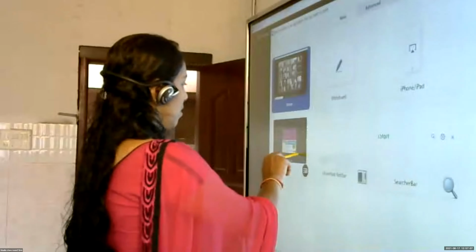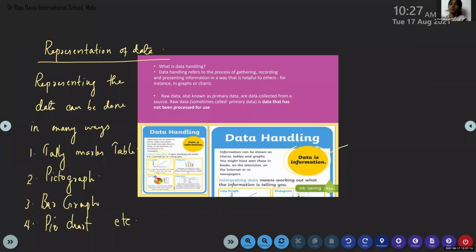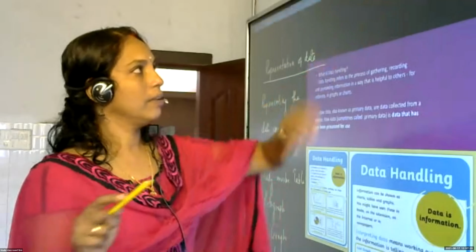Ma'am, what is the graph that was there in your picture on your share screen? In ma'am's picture, there is a thing with this line. That is a line graph. The other one is a picture graph. That is used for marketing and all.